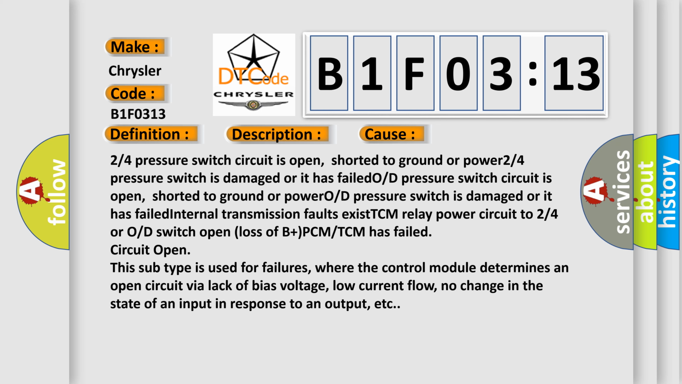Circuit open. This subtype is used for failures where the control module determines an open circuit via lack of bias voltage, low current flow, no change in the state of an input in response to an output, etc.